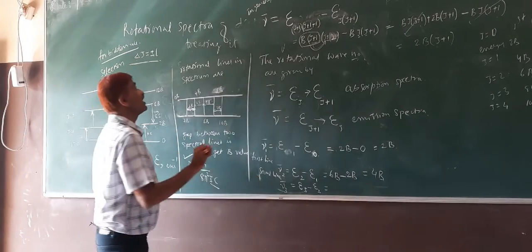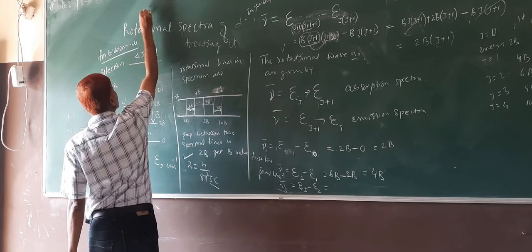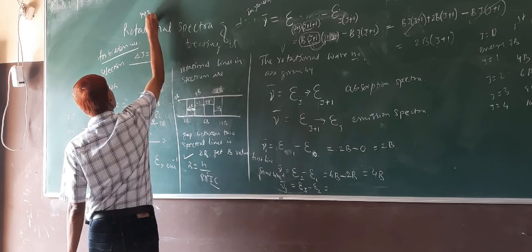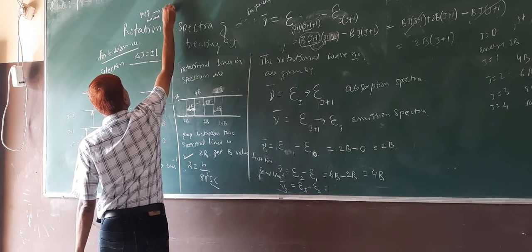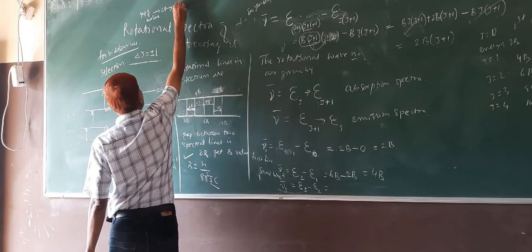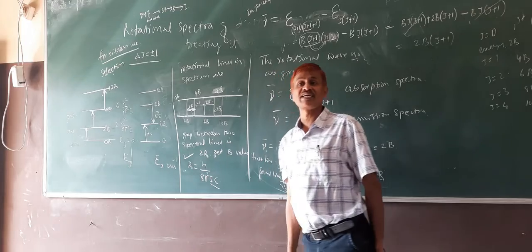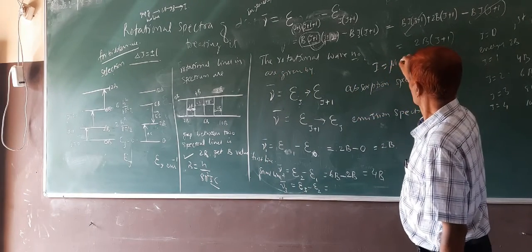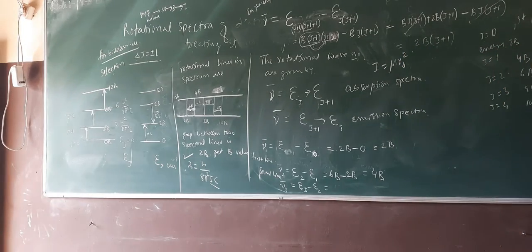So first, from the gap of two lines, I will get 2B. From that you get B. From that you get I. And what is I? Moment of inertia. I is equal to... what should you know from I?